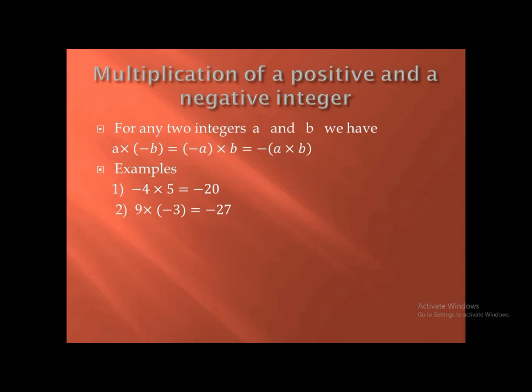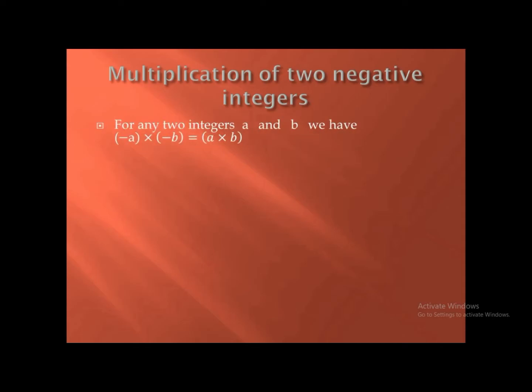Next we will see multiplication of two negative integers. The product of two negative integers is a positive integer. We multiply two negative integers as whole numbers and put the positive sign before the product. We can write it as, for any two integers a and b, we have negative a into negative b equal to positive a into b. We can simply say that negative into negative equal to positive. Consider these examples.